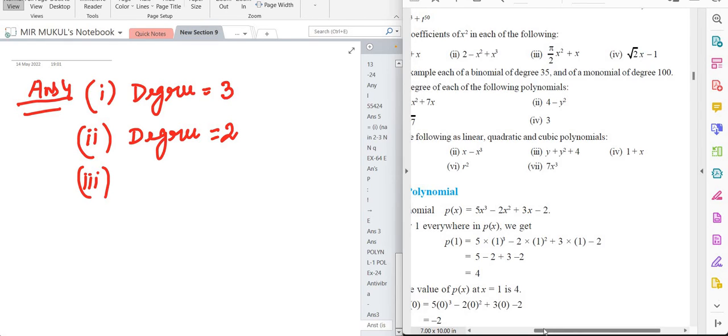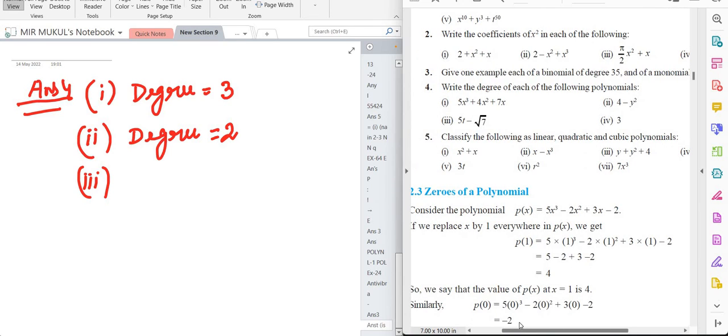Number 3. Aksara and Akshaya, you are using laptop? Yes, sir. You will use laptop.